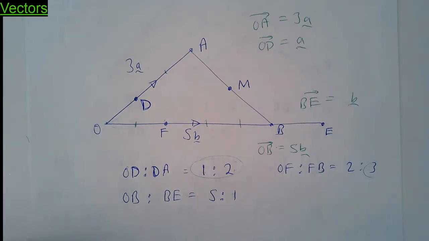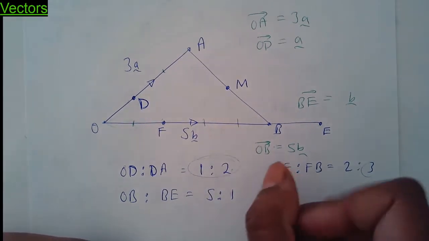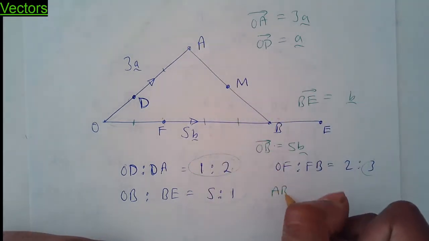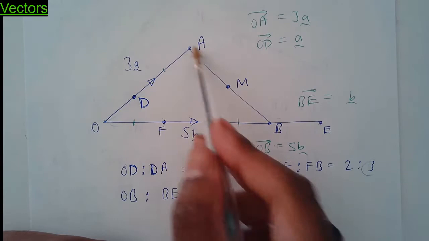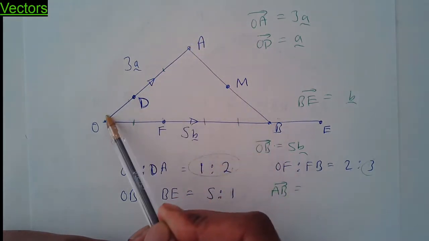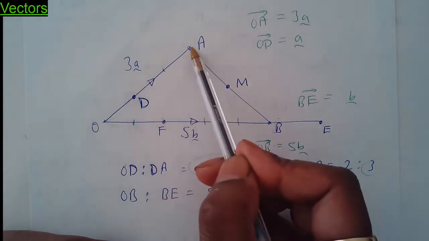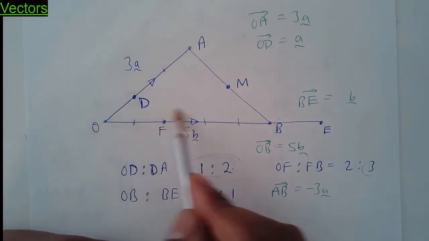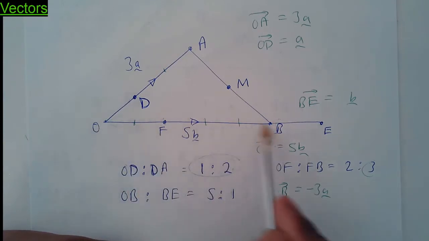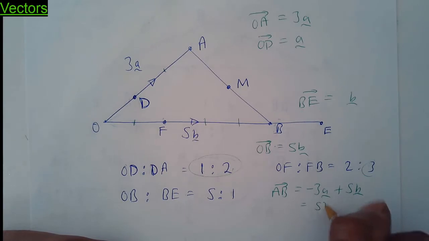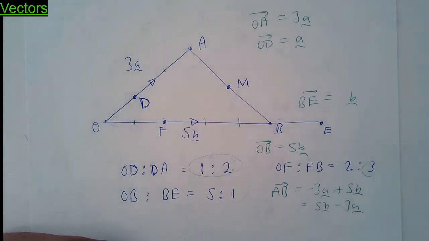Right, first thing I want to work out, the easiest question to work out, is A to B. To get from A to B, we go this way, in the opposite direction of the arrow, so it'll be minus 3a plus 5b. There.